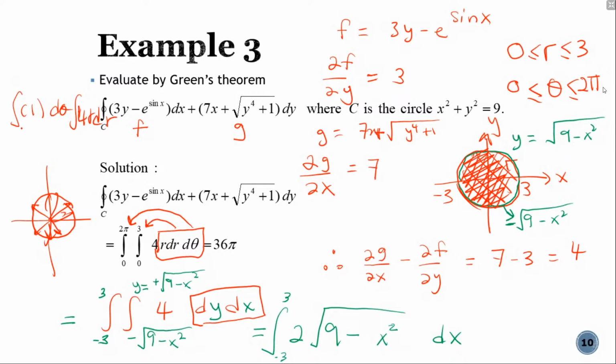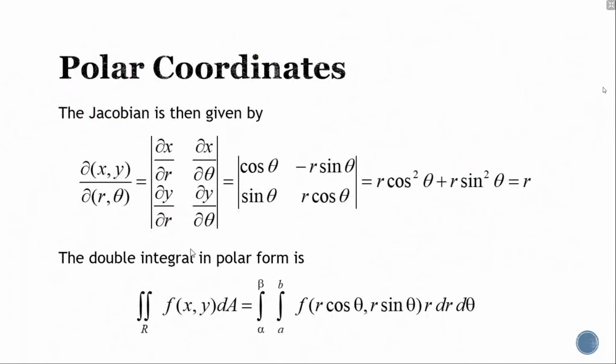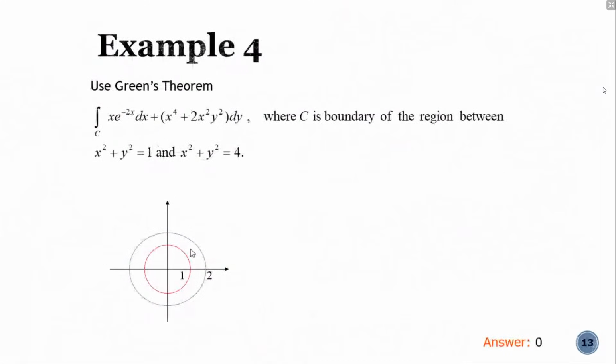Okay, so your theta from 0 until 2 pi, your r 0 until 3. You can split, you still get the same answer, which is 36. Okay, guys, for this, when you have a circle as part of your region, this is how we get the r, no need for you to understand. And this is another example. Maybe you can try. The answer must be equal to 0.